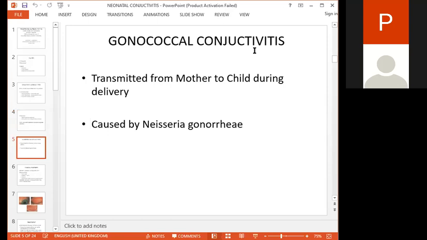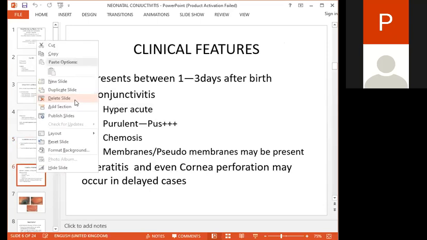Gonococcal conjunctivitis is transmitted from mother to child during the delivery of the child. It's caused by Neisseria gonorrhoeae. This is the name of the organism, Neisseria gonorrhoeae. Clinical features. This slide here. Why is this there? Just click.